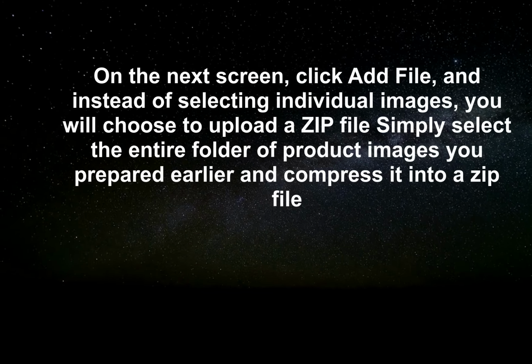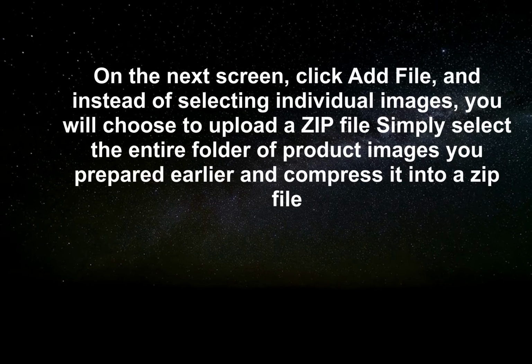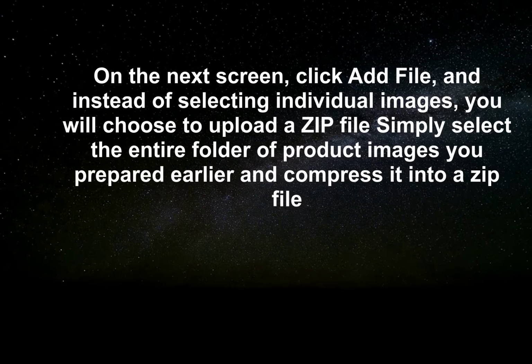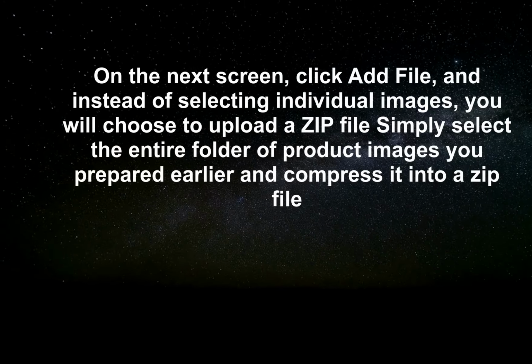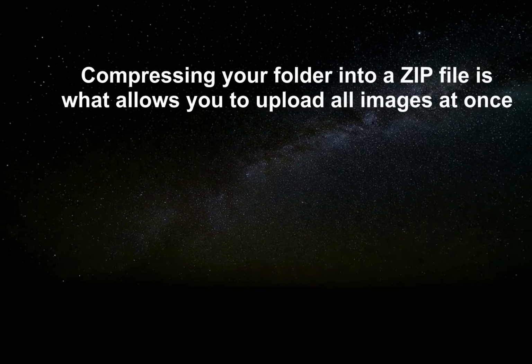On the next screen, click Add File. And instead of selecting individual images, you will choose to upload a zip file. Simply select the entire folder of product images you prepared earlier and compress it into a zip file. Compressing your folder into a zip file is what allows you to upload all images at once.